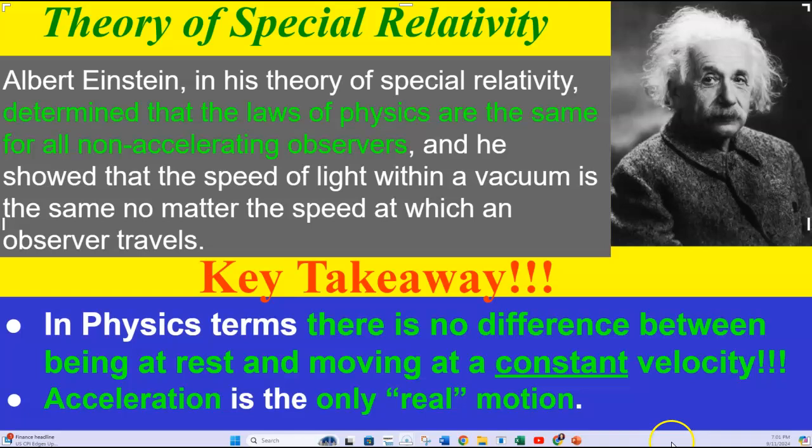So, first thing is that the theory of special relativity is from Einstein, which states that the laws of physics are basically the same for all non-accelerating observers. So the basic key takeaway is that there is no difference between something that is at rest or moving at constant velocity. Acceleration is the only real motion, which, as we go through this unit, you will understand what that means.